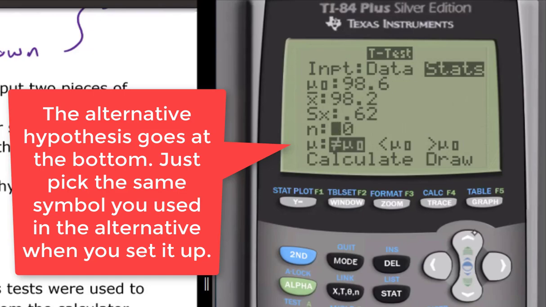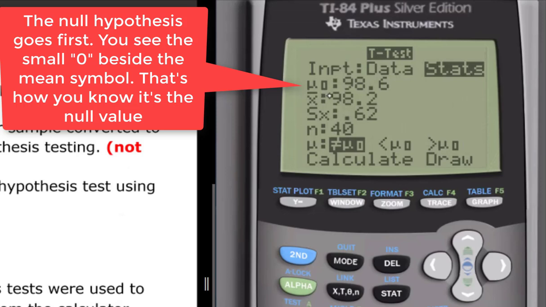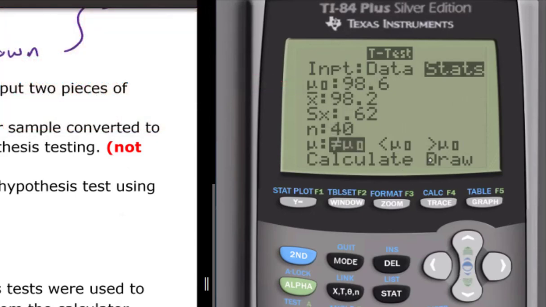And then up here, the very top number, the mu0, you'll see a little 0 right there, that's actually your null hypothesis. So that'll be where you tell the calculator the null hypothesis. And then the very bottom line with the not equal, less than, greater than, that's where you tell the calculator the alternative hypothesis. Okay, and then you'll hit calculate.